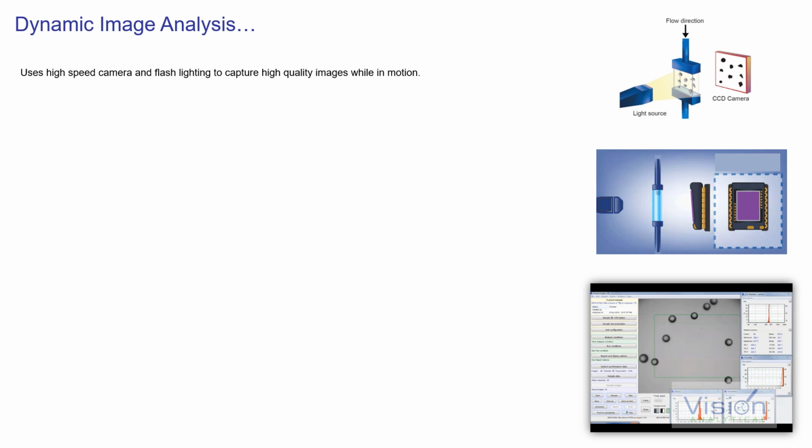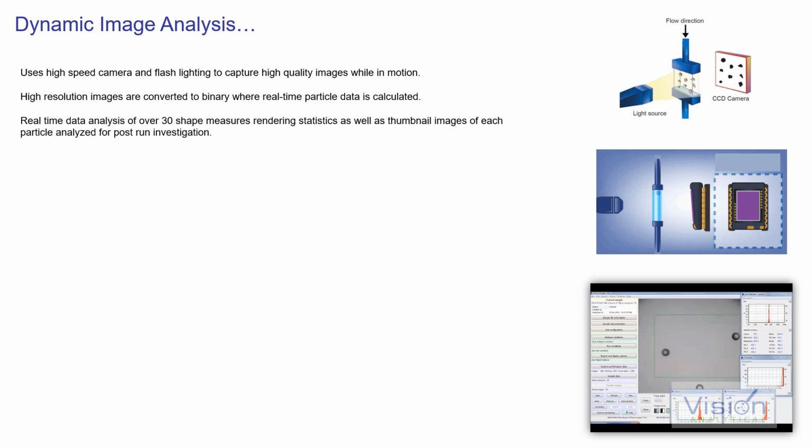Giving a brief overview of dynamic image analysis, dynamic imaging uses a high-speed camera and a flashing light to capture particles that are in motion. These high-resolution images are converted to binary, where real-time particle data is calculated and reported. The real-time data is reported, and thumbnail images of each particle are saved, which is always good for objective evidence.